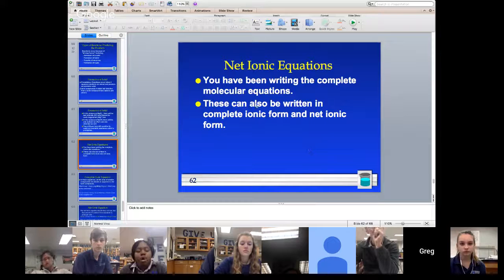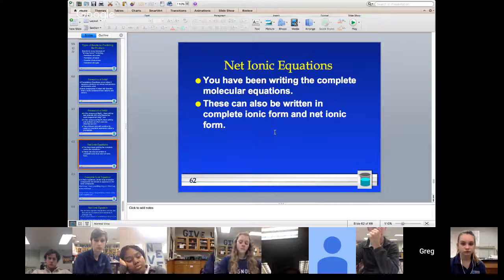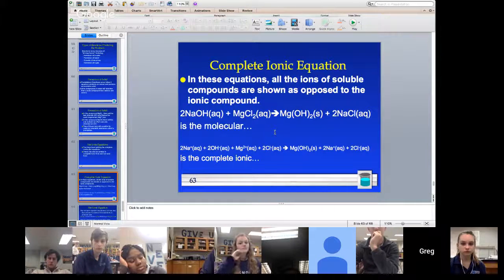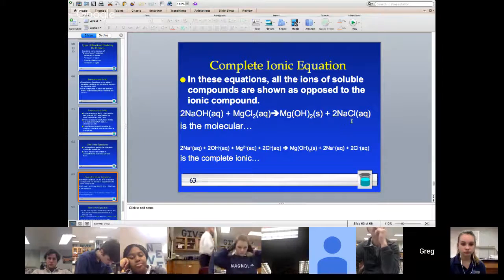So let's take a look at this here. Now, what we've been doing so far is writing complete molecular equations. In other words, we've been writing all the molecules. But we can also write them in ionic form and net ionic form. That sounds confusing. Let me show you what I mean here. So this is the equation we just were talking about. See how it says 2NaOH aqueous plus MgCl2 aqueous yields Mg(OH)2 solid plus NaCl aqueous.